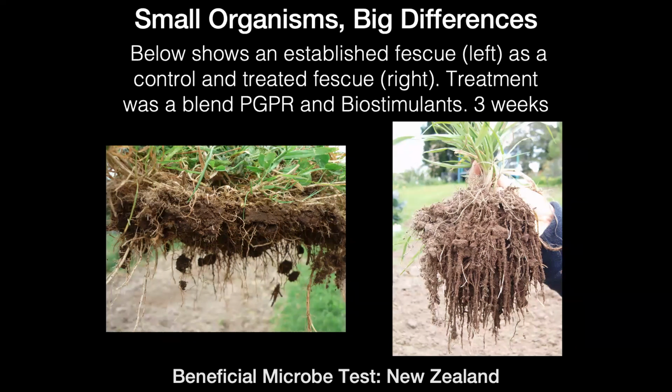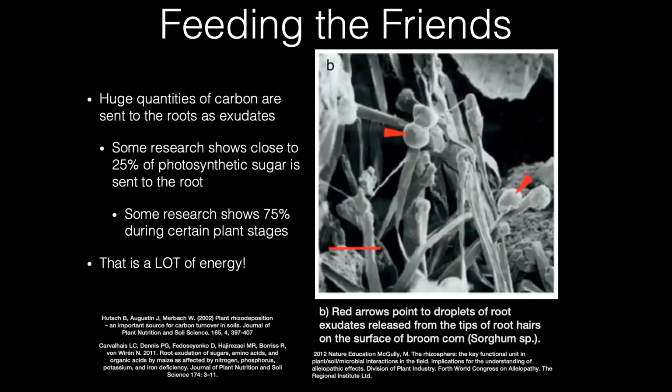Things are pretty good. Then after treatment with a blend of plant growth promoting rhizobacteria and biostimulants, 3 weeks later, we can see that major difference of what's going on with the roots. We can see those microbes working together to create a better home, creating that rhizosheath around the root, which is going to maximize nutrient uptake. So the plant is going to purposefully feed its friends because it knows that these microbes are going to be helping it. And feeding the friends is not just exudates of just sugar.